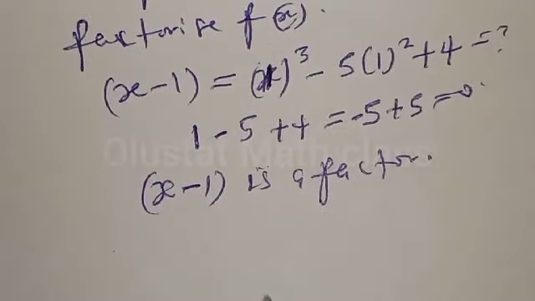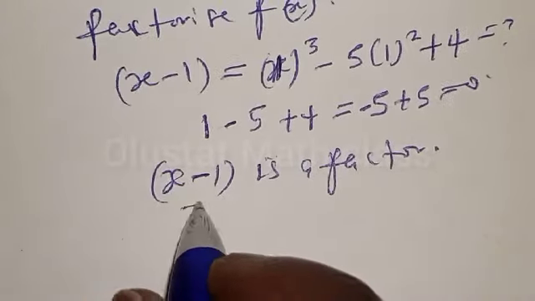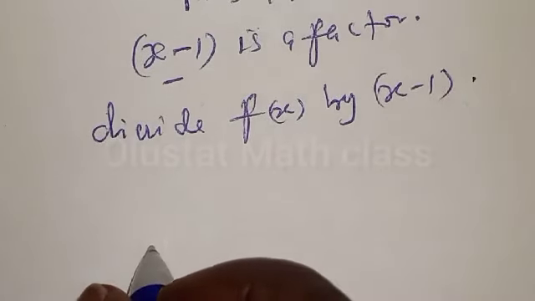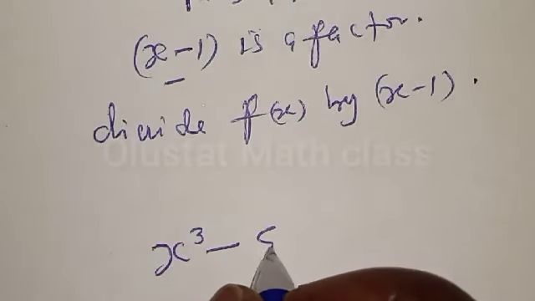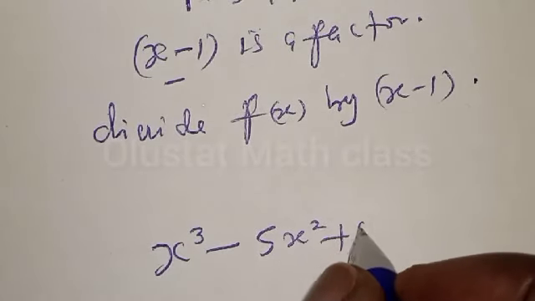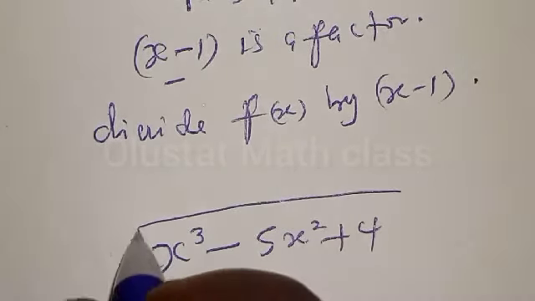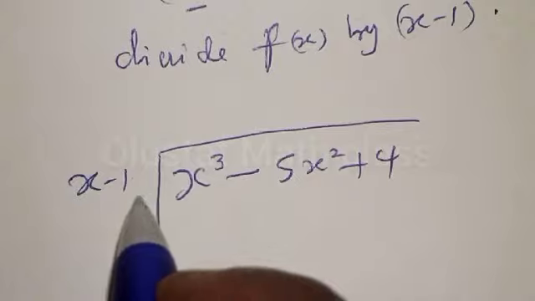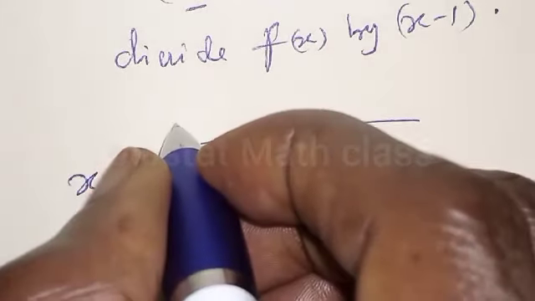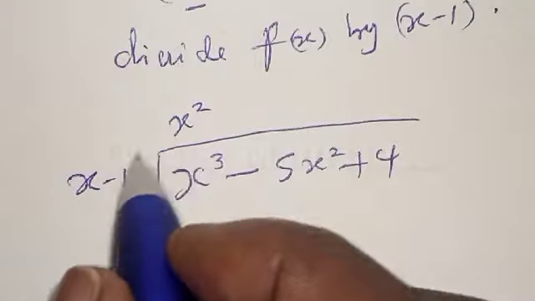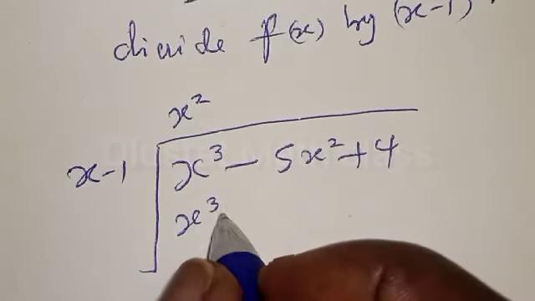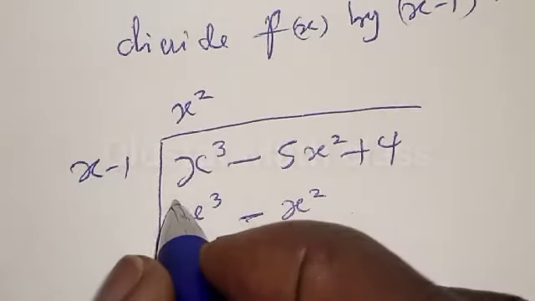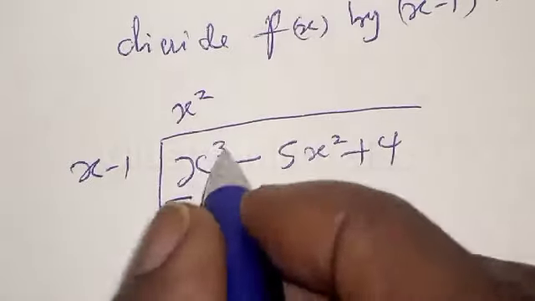Now, let's divide f of x by x minus 1. Then we have our f of x is x cubed minus 5x squared plus 4. Let's use the polynomial method. We have x minus 1. Now x goes in x cubed: we have x squared. Then x squared times x, that is x cubed. Then x squared times minus 1 is minus x squared. Then let's multiply by negative. This one will cancel this.